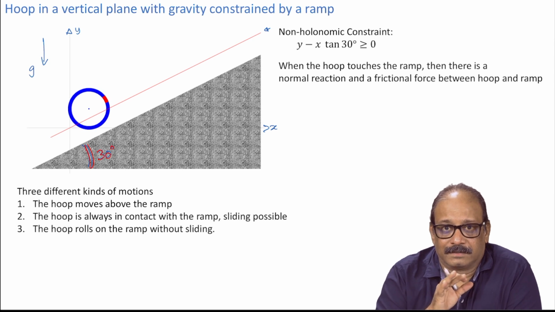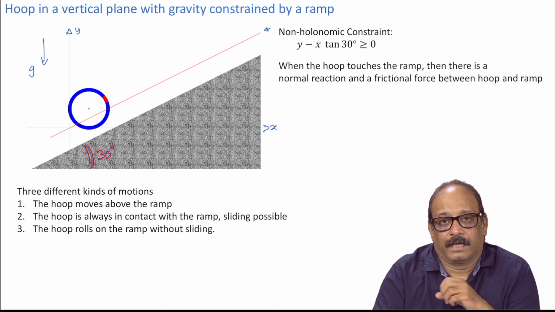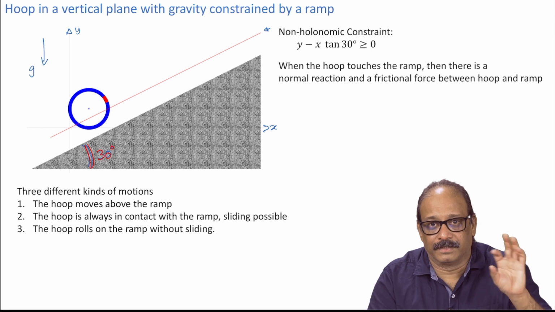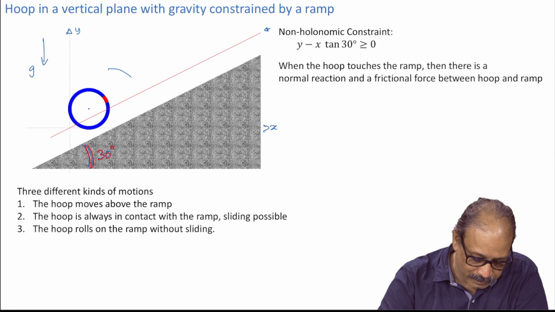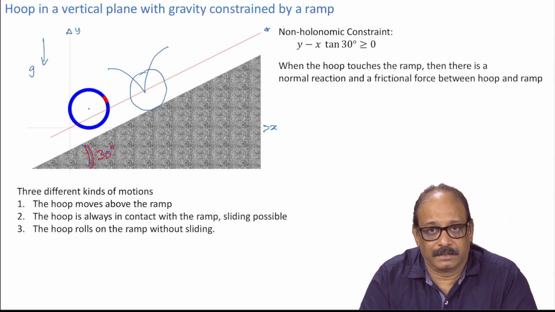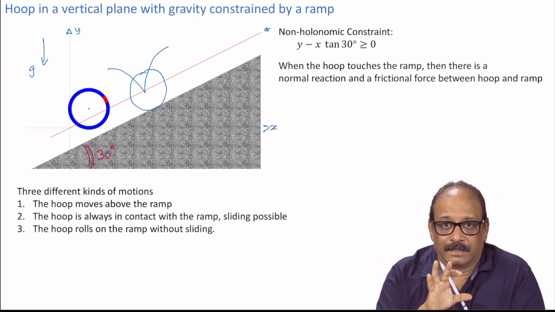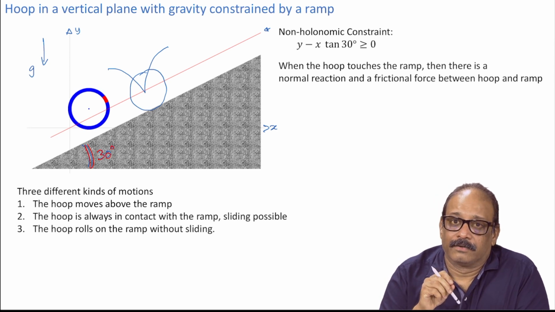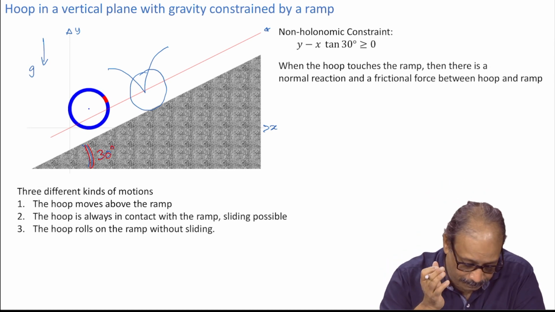So, I will categorize these three motions in a separate way. The first motion is when the hoop is bouncing off the ramp. So, it sort of comes here and then touches. At this point the hoop will probably touch the ramp and then go off. While it is in the air not touching the ramp, there is only gravity acting on it. When it touches the ramp, then both the normal reaction and the frictional force will work on it.